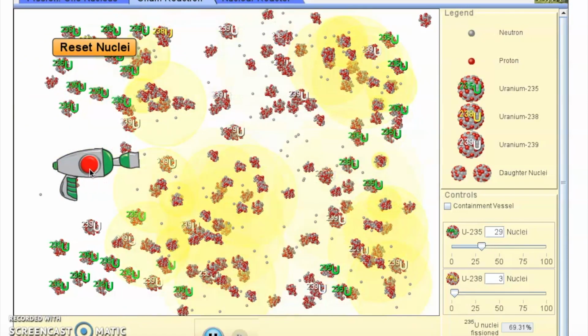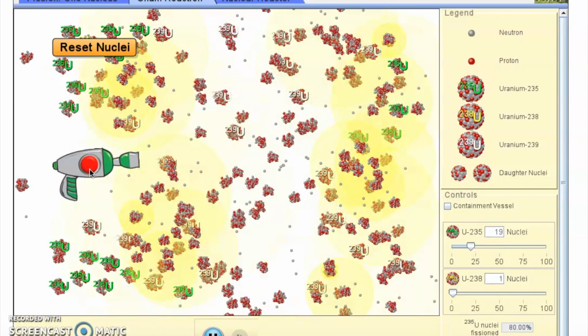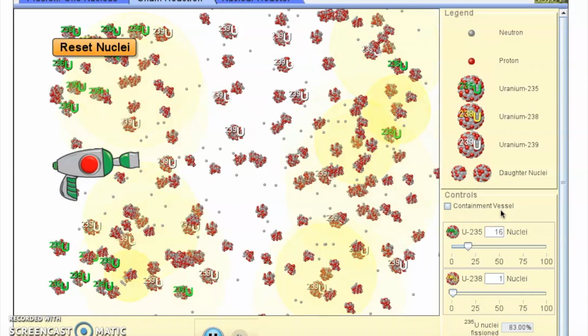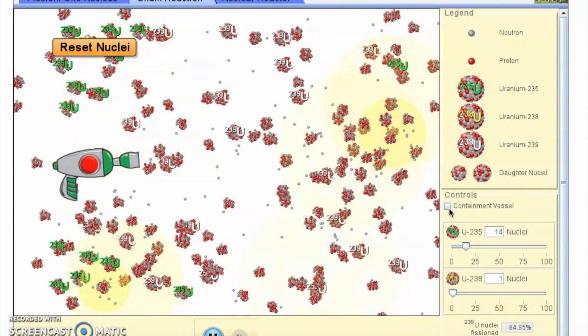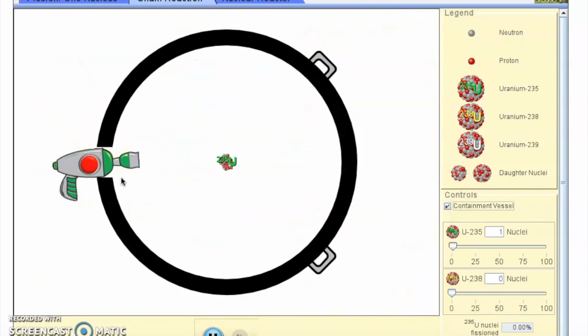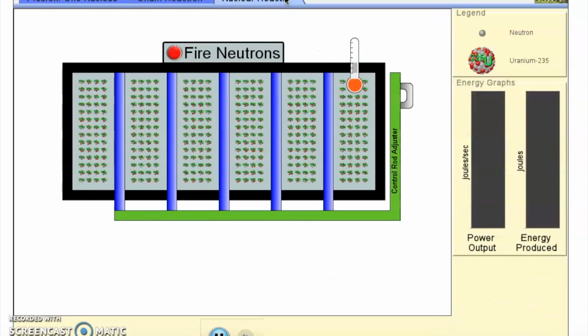There are some other features in this simulation that you can play around with. For example, a containment vessel over here. You can see what that does by putting it inside of something so the neutrons can't escape. Some interesting things to play around with. I'll let you play. And also in the simulation is a nuclear reactor tab, which is pretty cool.